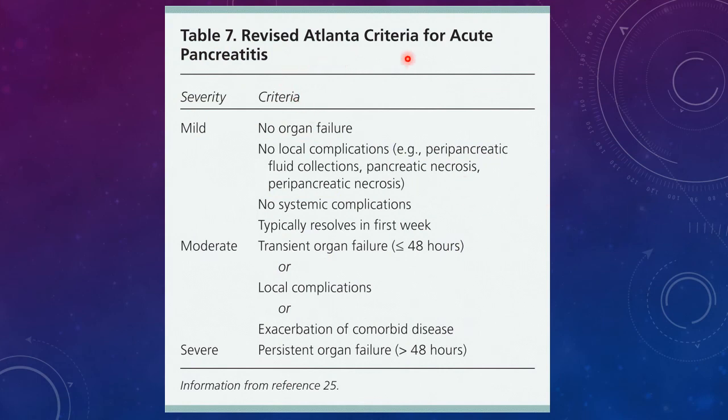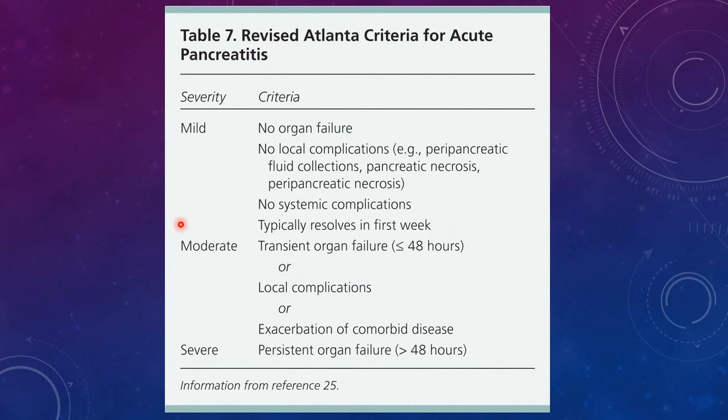The revised Atlanta criteria for acute pancreatitis is very useful. It classifies acute pancreatitis into mild, where there's no organ failure, no local complications, for example peripancreatic fluid collections or pancreatic necrosis or peripancreatic necrosis. There's no systemic complications, no other organs are affected, and typically it's a mild form of acute pancreatitis that resolves in the first week of its attack.